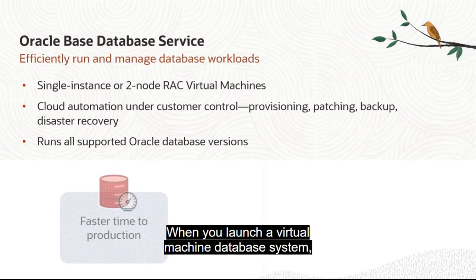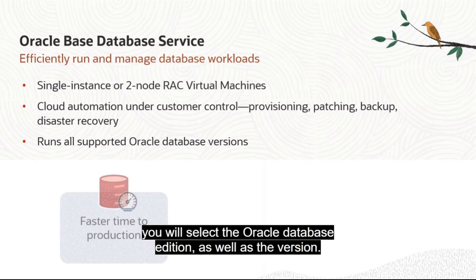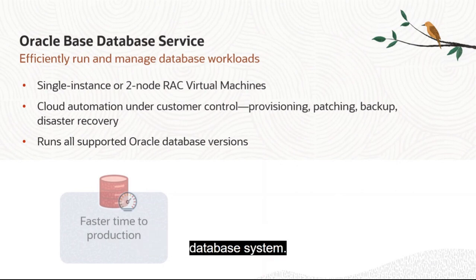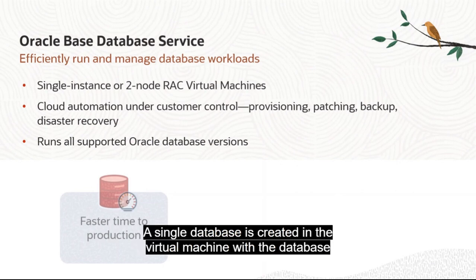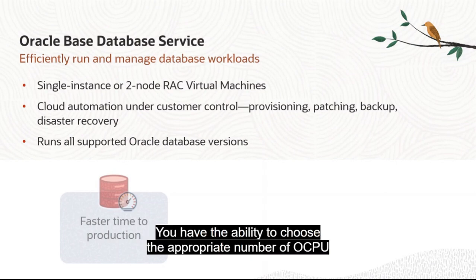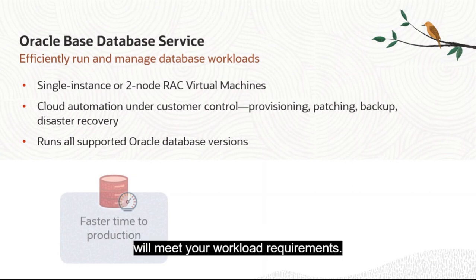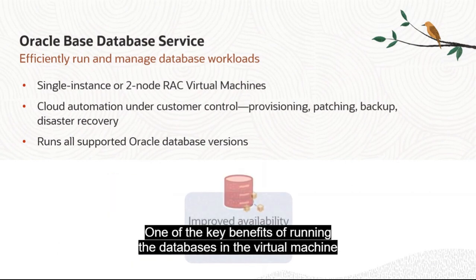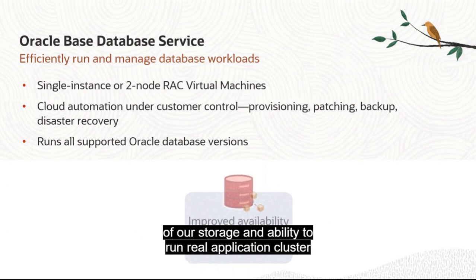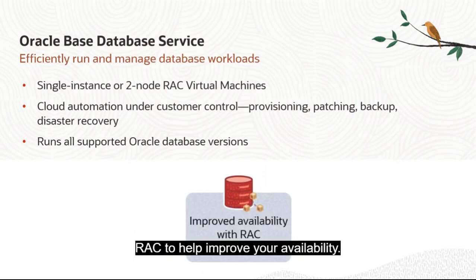When you launch a virtual machine database system, you will select the Oracle Database Edition as well as the version. That will be applied to the database that is created on that virtual machine database system. A single database is created in the virtual machine with the database version that you selected. You have the ability to choose the appropriate number of OCPUs that will correspond to the memory size that will meet your workload requirements. One of the key benefits of running the databases in the virtual machine are the ease of getting started and the durability and the scalability of our storage and ability to run Real Application Clusters, RAC, to help improve your availability.